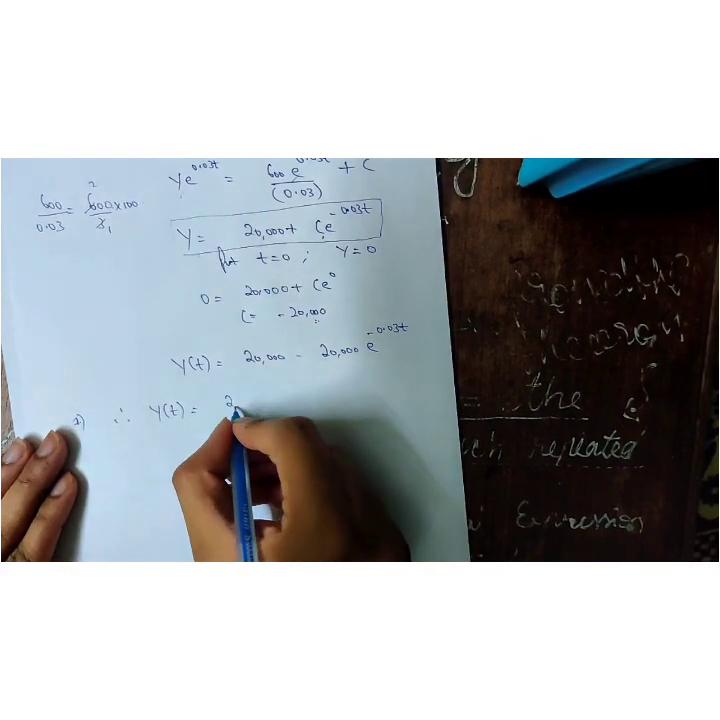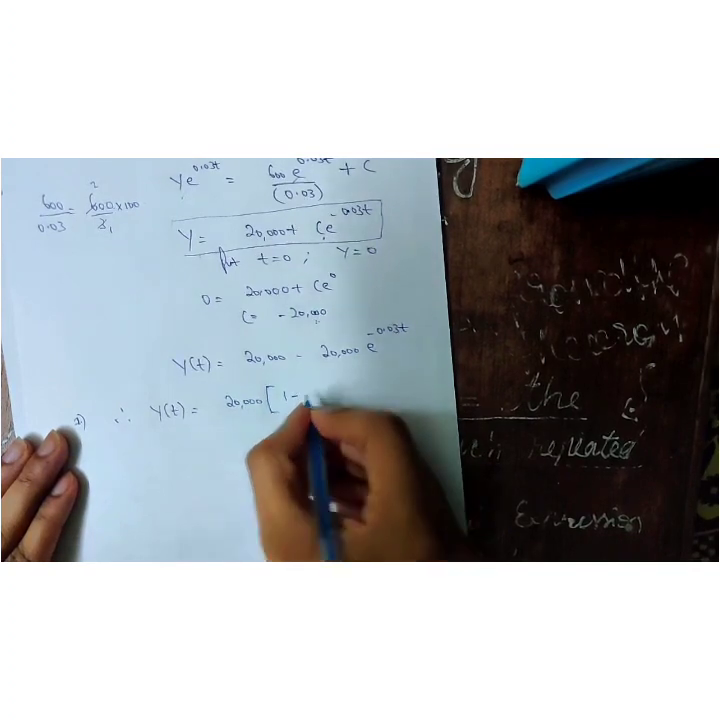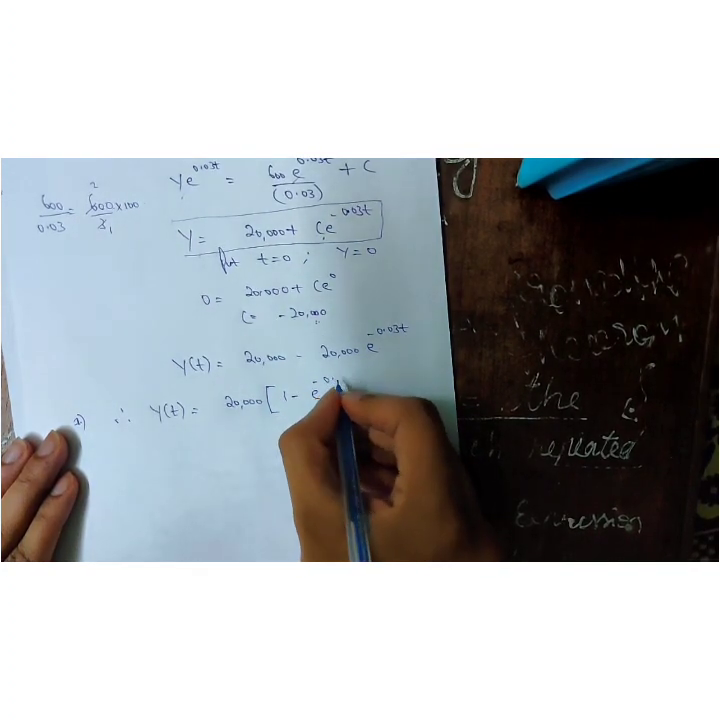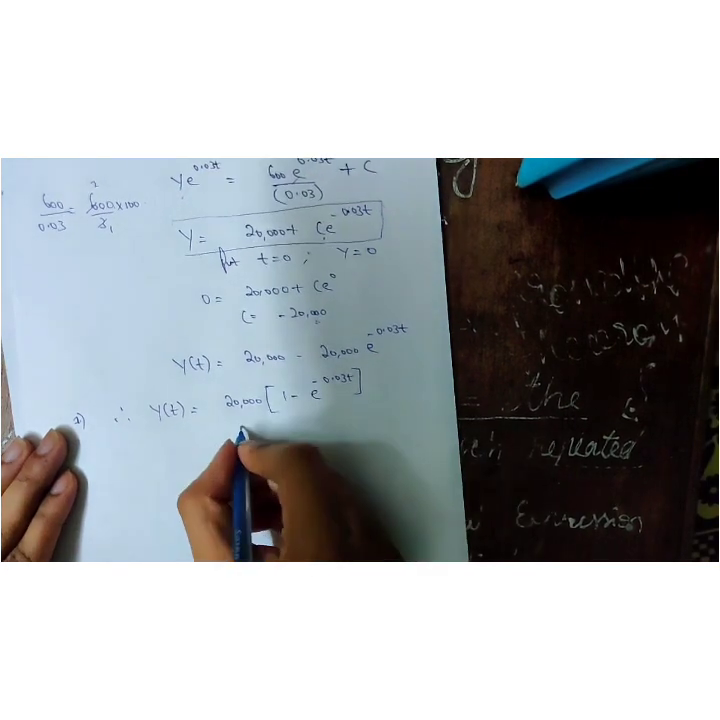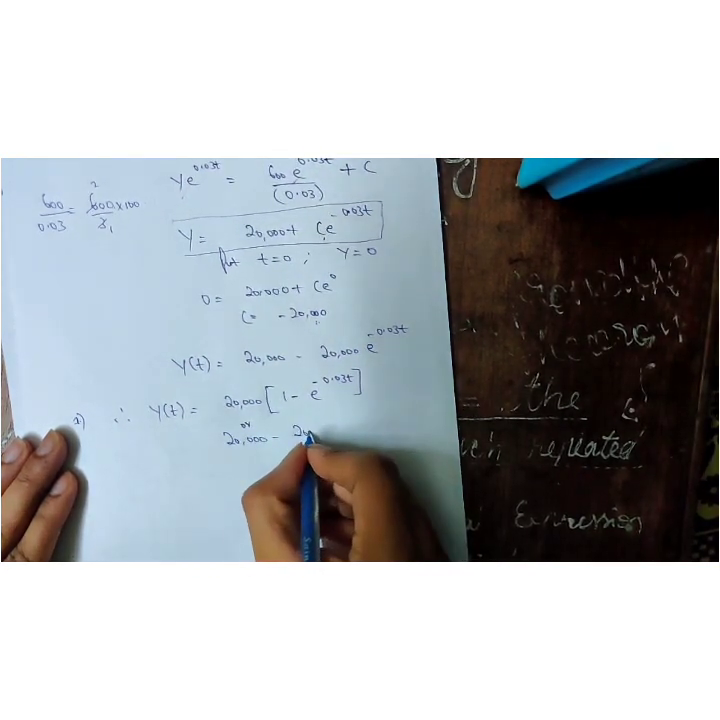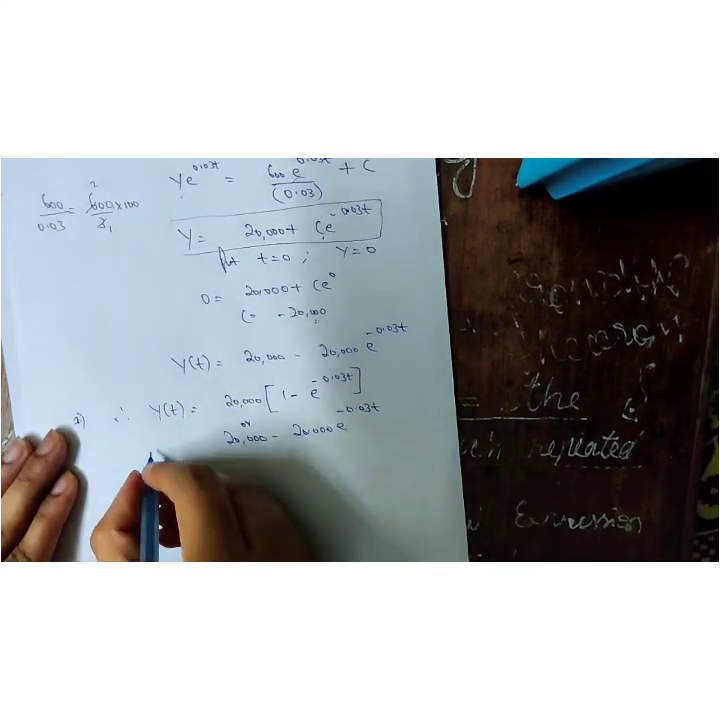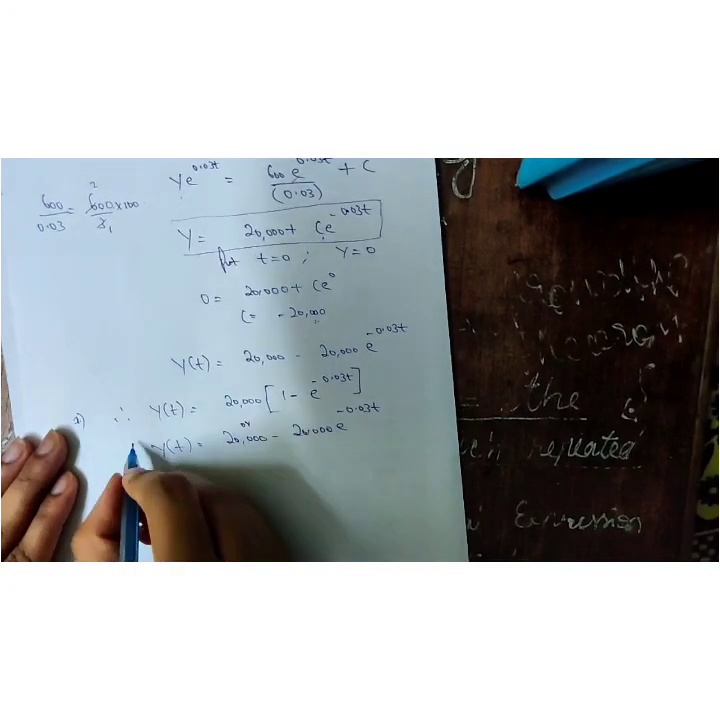Therefore, y of t at any time t is equal to, this is the answer for the first bit in the question, guys, 20,000 into 1 minus e to the power of minus 0.03t, or we can simply write it as 20,000 minus 20,000 into e to the power of minus 0.03t. Simple.